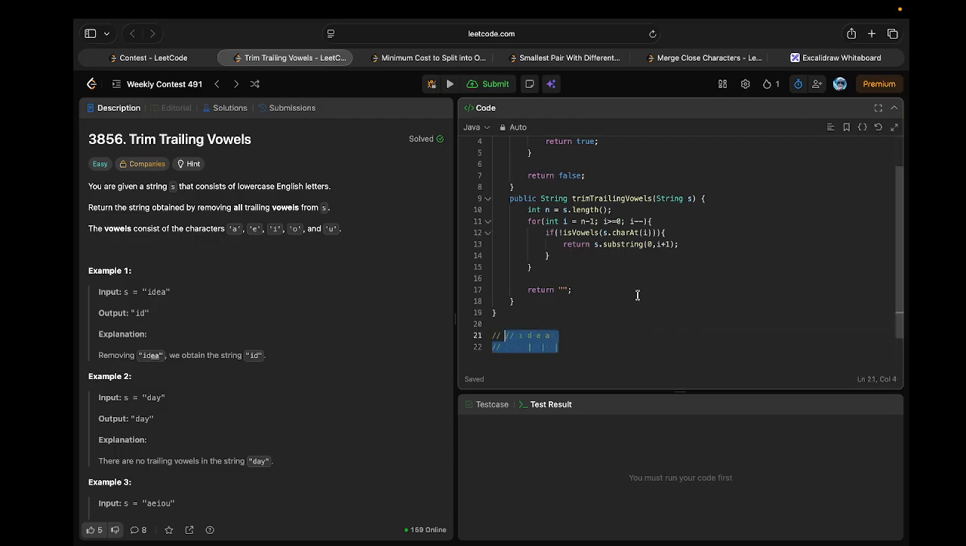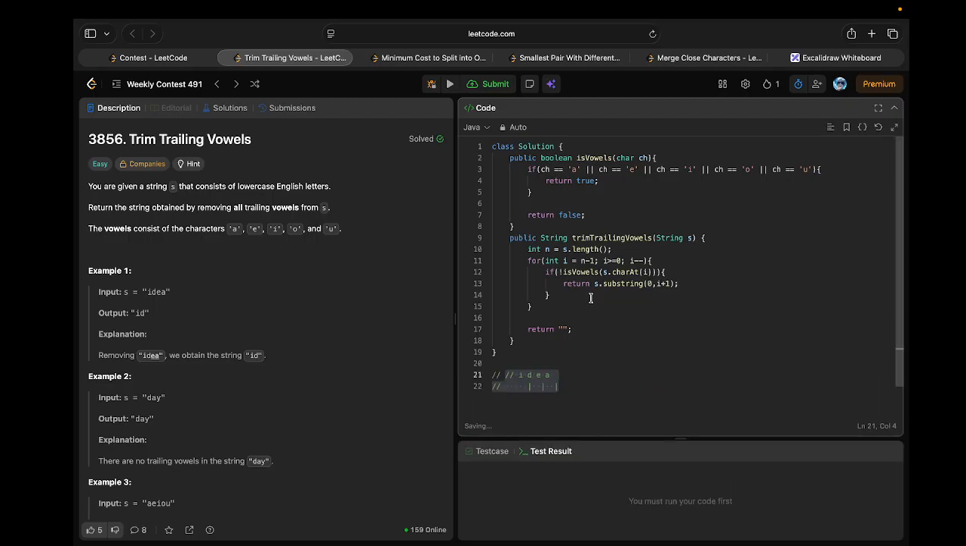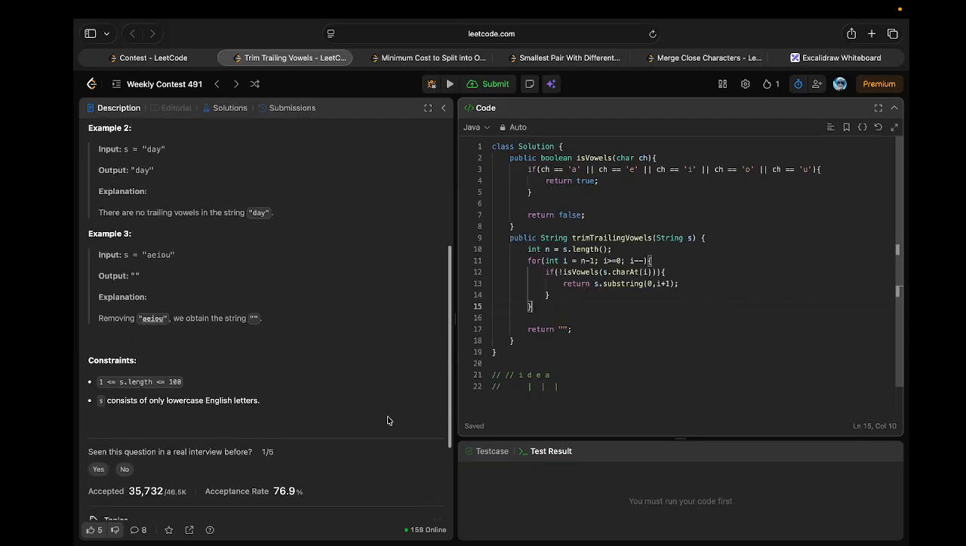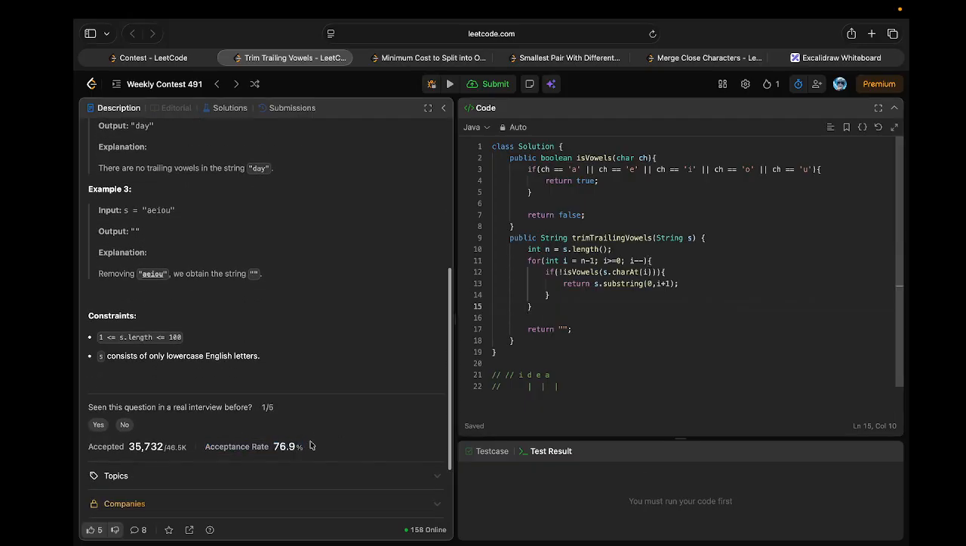This is pretty simple. So if you see the code, it is quite simple. I'm just iterating from the back, right? And I'm checking if the current character is not a vowel, and for that I have created a utility function, right? And if at any point I get a character which is not a vowel, then I'm simply returning a substring up to that particular index. So this is what the code looks like, and the time complexity is O of n, right? This is a pretty easy problem. I think most of you are able to solve it, and if you see, the acceptance rate is also high. So yeah, this is it.